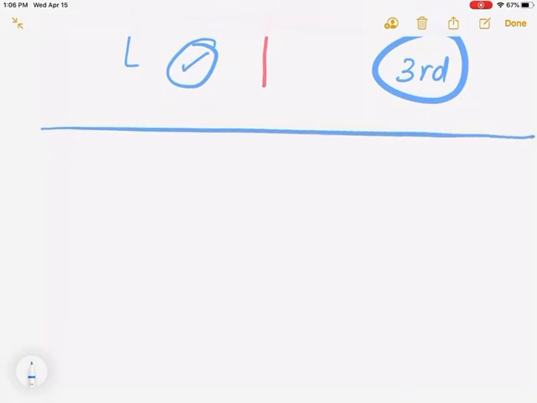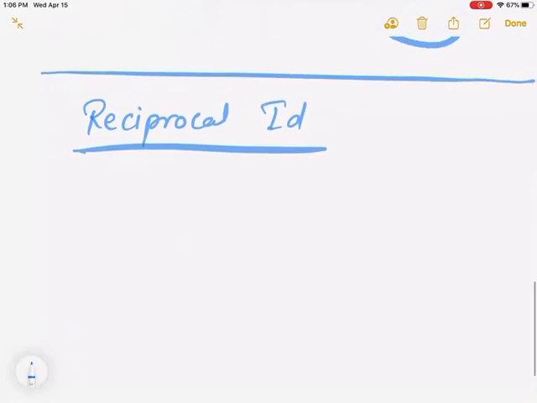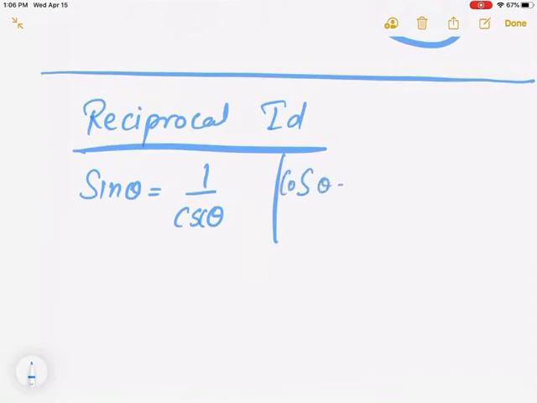Some relationships, some identities you need to know. The first one is called the reciprocal identity. Reciprocal identities are based off the reciprocal relationship. I know sine theta is a reciprocal to cosecant, so I would have 1 over cosecant theta. That's the first reciprocal identity. Then cosine theta is equal to 1 over secant theta, and tangent theta is equal to 1 over cotangent theta.